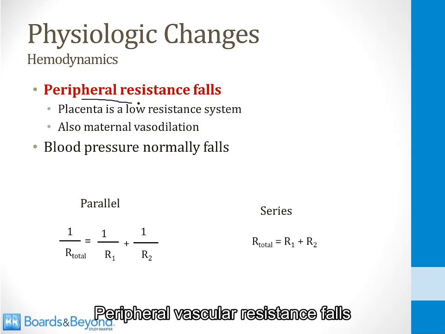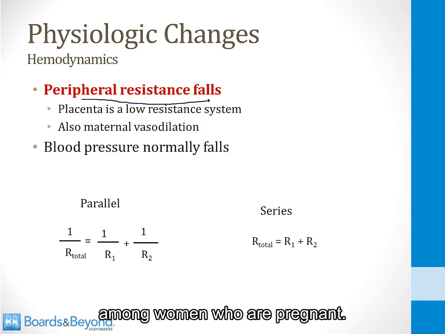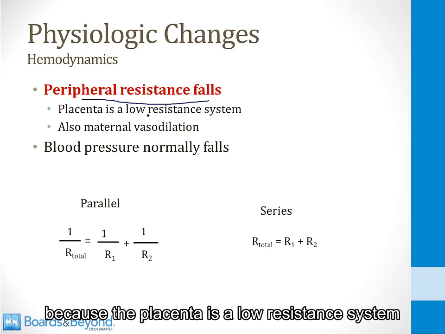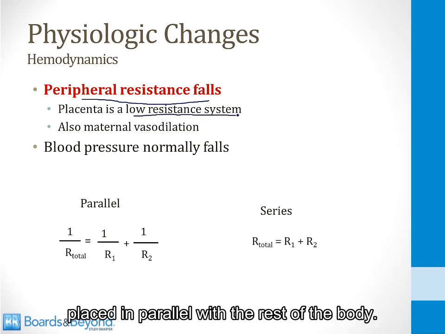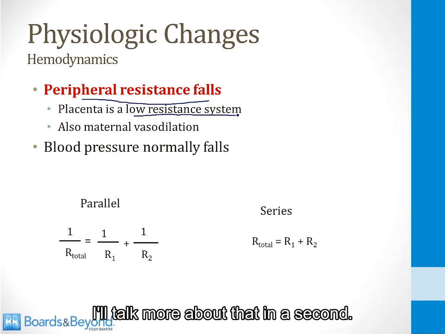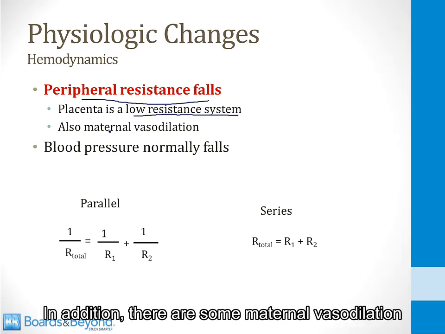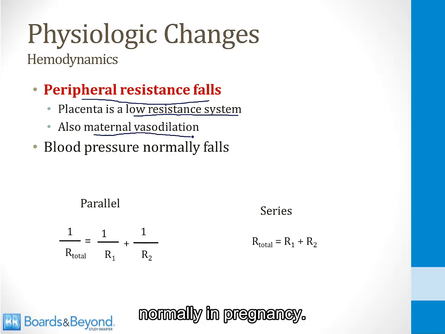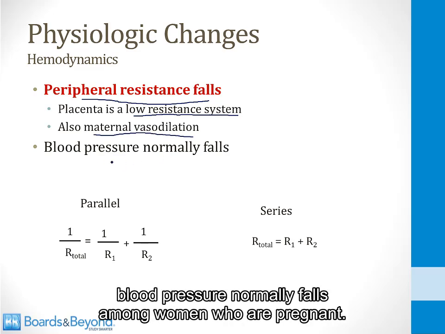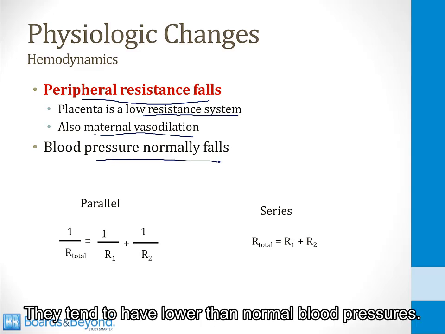Peripheral vascular resistance falls among women who are pregnant. This happens first of all because the placenta is a low resistance system placed in parallel with the rest of the body. I'll talk more about that in a second. In addition, there is some maternal vasodilation normally in pregnancy. So for this reason, blood pressure normally falls among women who are pregnant. They tend to have lower than normal blood pressures.